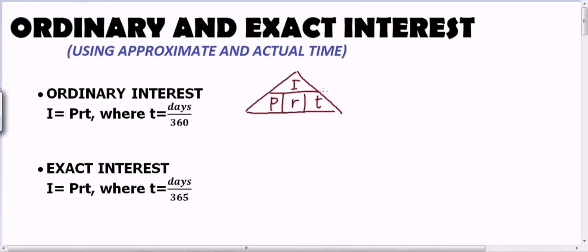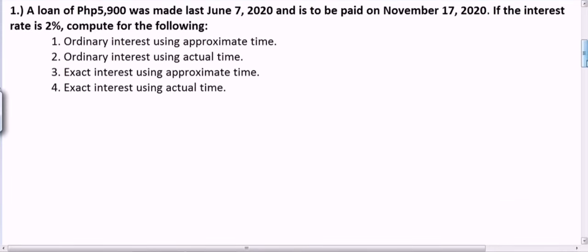So, by this time, you should know how to compute the approximate and actual time. So, let us proceed with the first example. A loan of 5,900 was made last June 7, 2020 and is to be paid on November 17, 2020. If the interest rate is 2%, compute for the following. So, we will compute for the ordinary interest using approximate and actual time, and exact interest using approximate and actual time. So, meron tayong apat na i-compute na values.